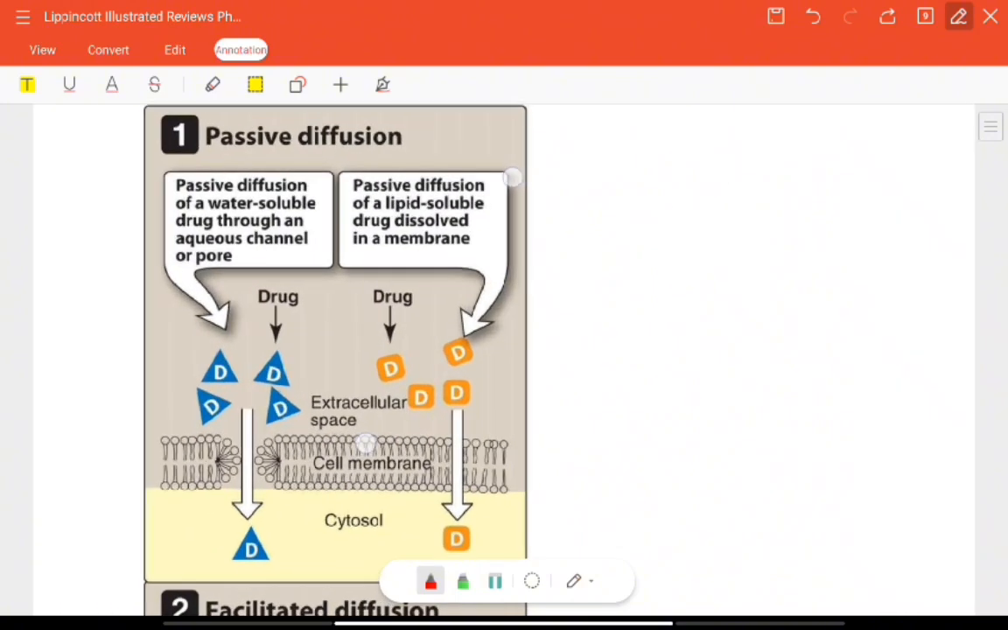First of all, you can see passive diffusion. Passive diffusion is when the drug goes in the direction of the concentration gradient, from higher concentration to lower concentration. Passive diffusion of a water soluble drug through an aqueous channel does not require any special energy or anything. It is just passive transport from a higher concentration towards the lower concentration.